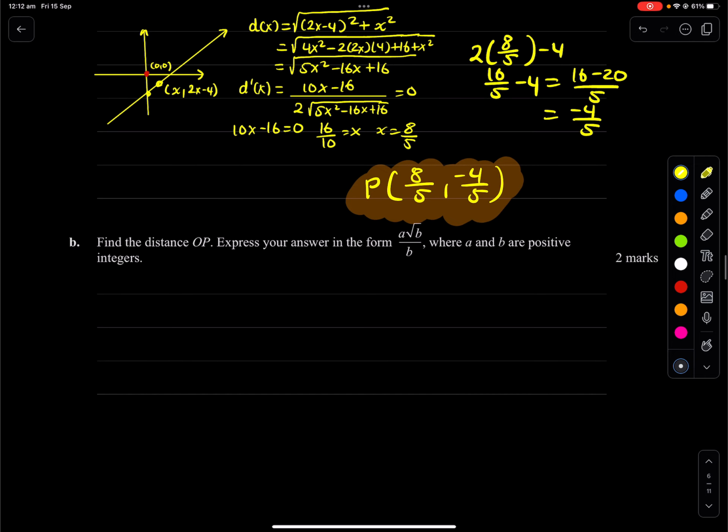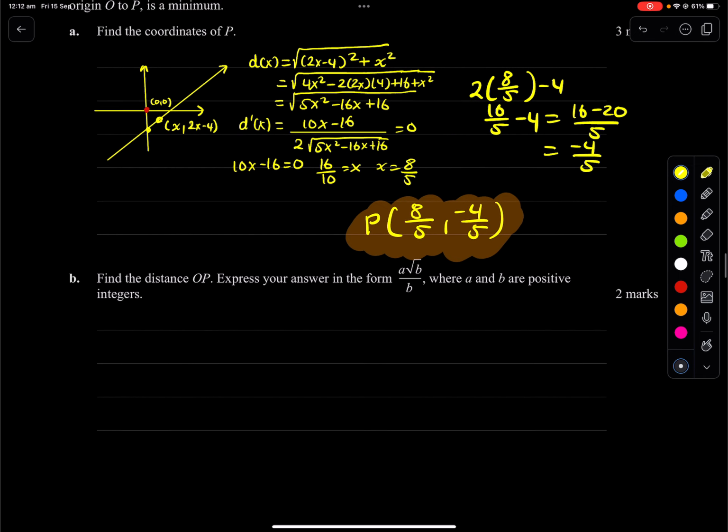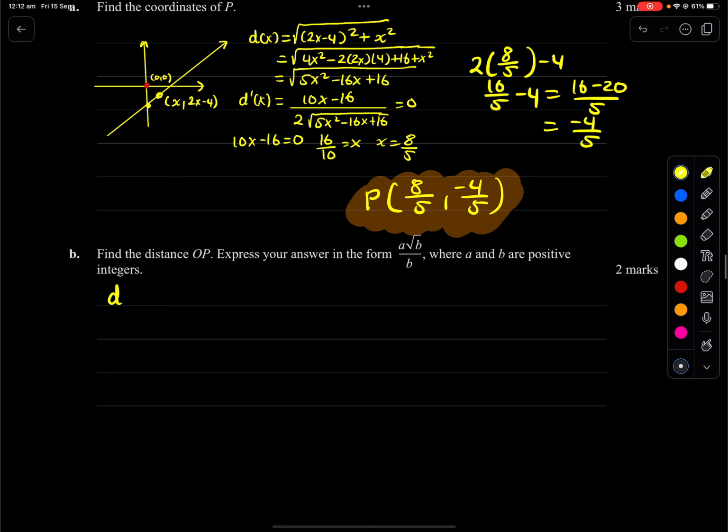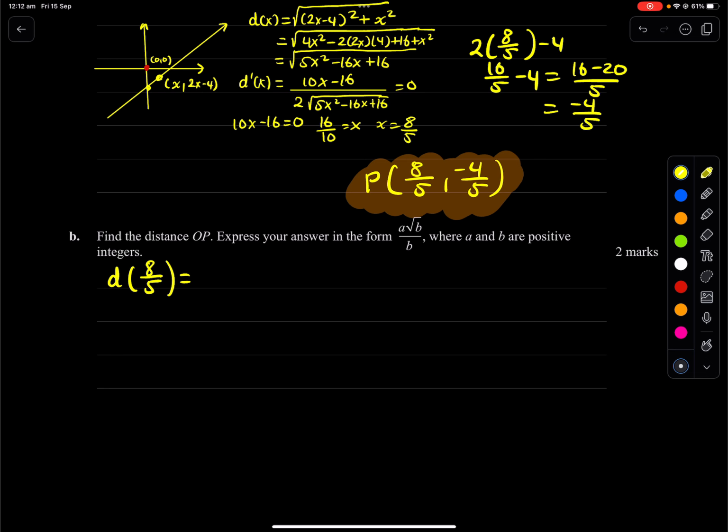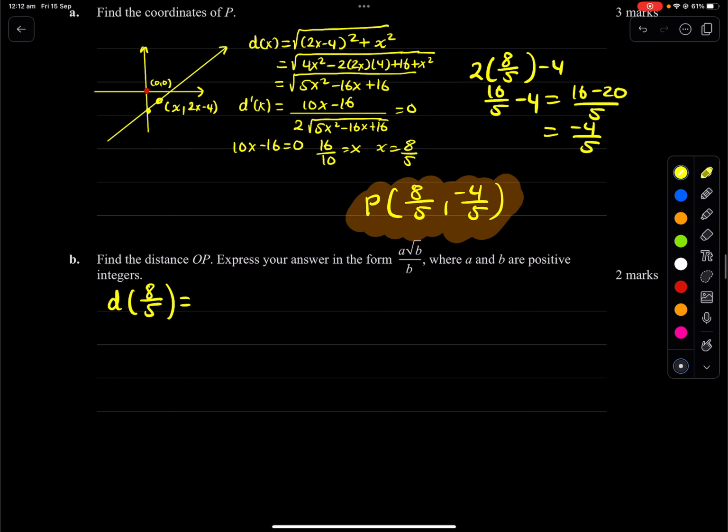Okay, find the distance OP. Express your answer in this form where A and B are positive integers. Okay, very nice and easy. Well, we know the distance formula. So if we sub in 8 over 5 in there, what would happen is we take the square root of 2 times 8 over 5 minus 4, all squared, plus 64 over 25.